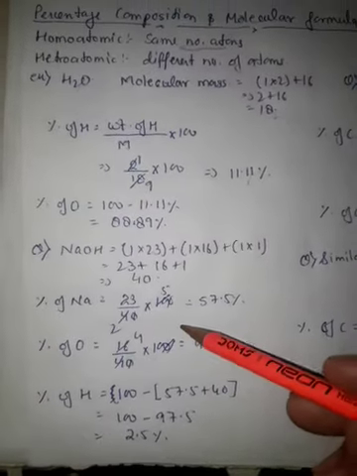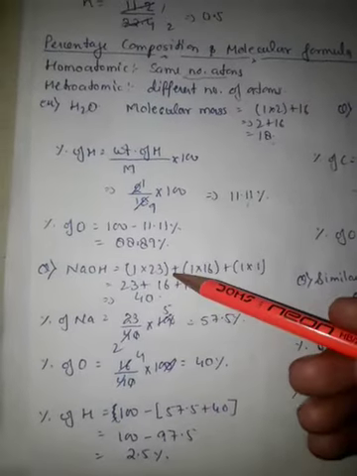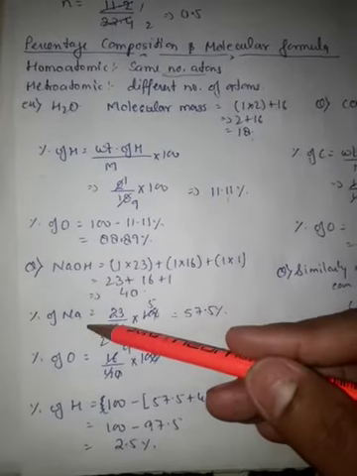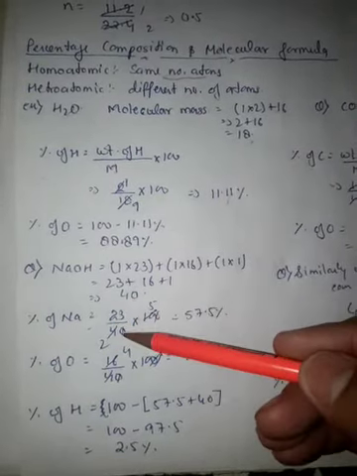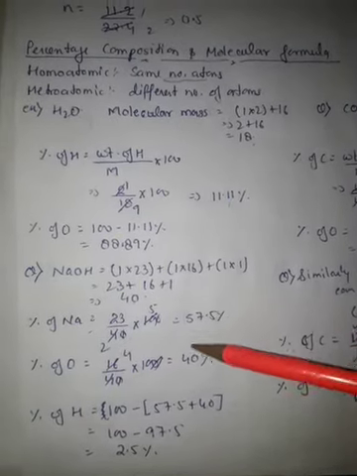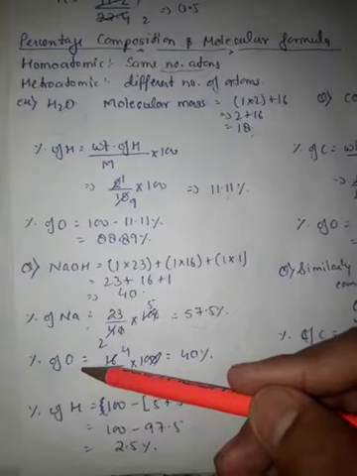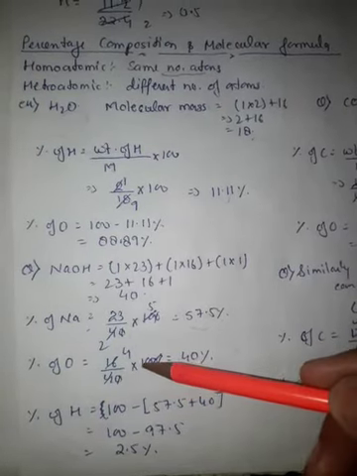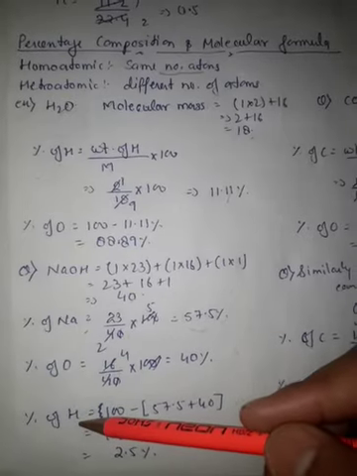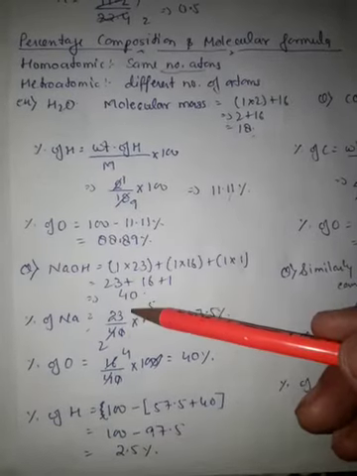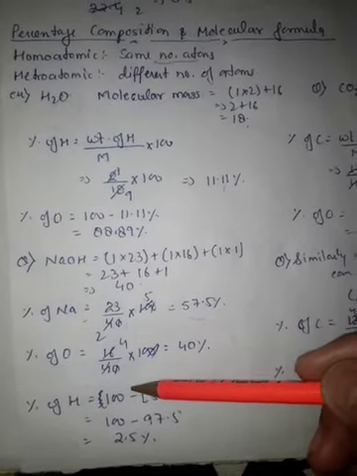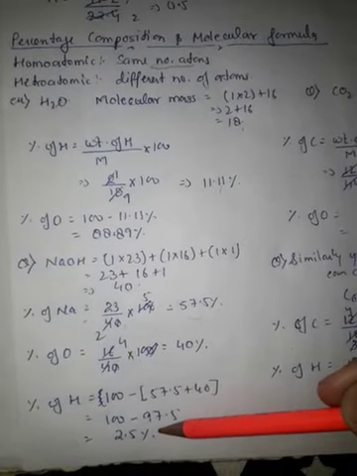Similarly, for sodium hydroxide, you will calculate the molar mass, you will get 40 gram. Percentage composition of sodium, 23 by 40 into 100, you will get 57.5%. Similarly, for oxygen, 16 by 40 into 100, you will get 40%. Now to calculate the percentage of hydrogen, subtract the sum of the percentages of sodium and oxygen from the total percent, that is 100%. So you will get 2.5%.